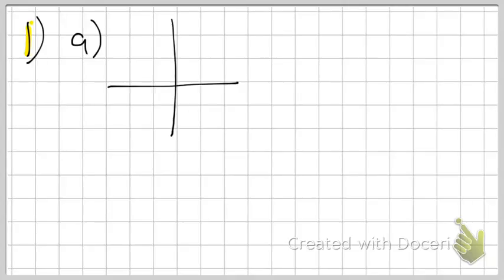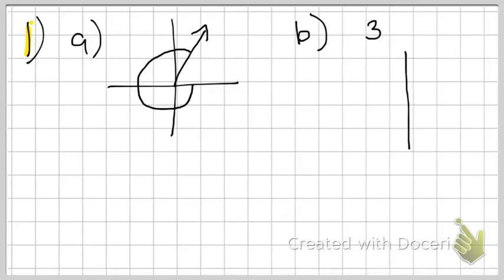Here we go. Number one, part A, is we are supposed to sketch negative 5 pi over 3, and negative means we go in the negative direction. We get to 5 pi over 3. It looks like that. Now part B is just 3.